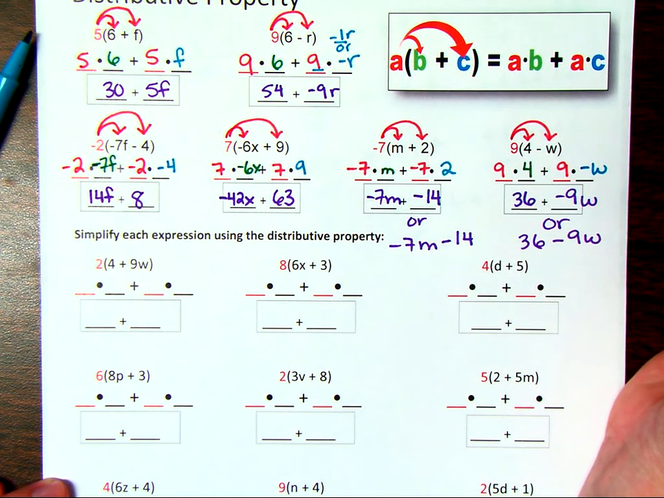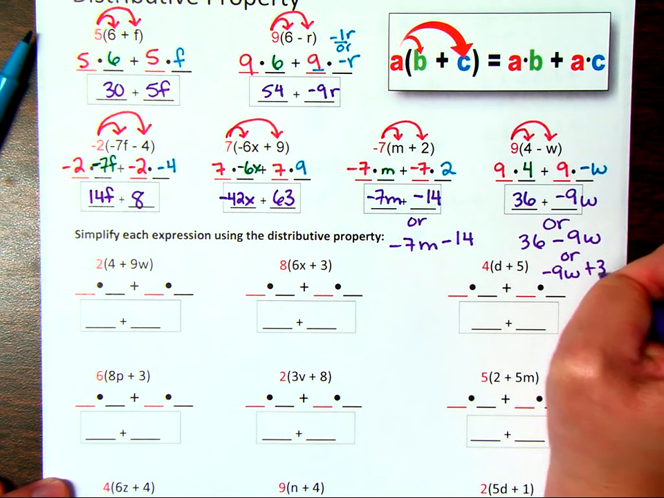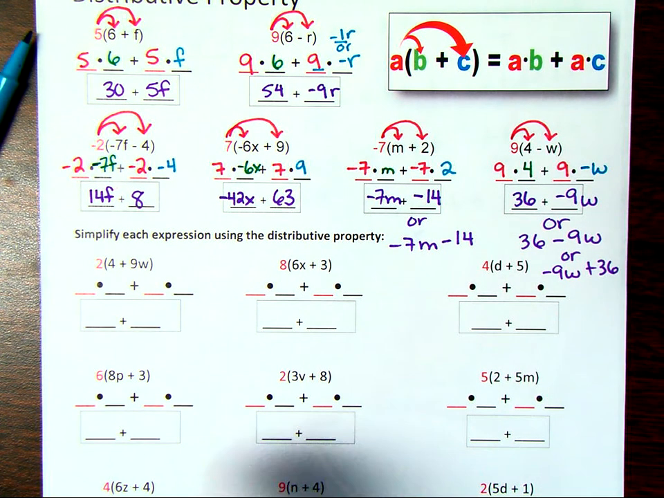Okay, a couple different ways we could say that. You could actually also say negative 9w plus 36. All 3 of these mean the exact same thing. So just be careful if this is multiple choice and you're trying to get this. When it's fill in the blank, you have a little bit more free range. But just double check your work and make sure that it makes sense.